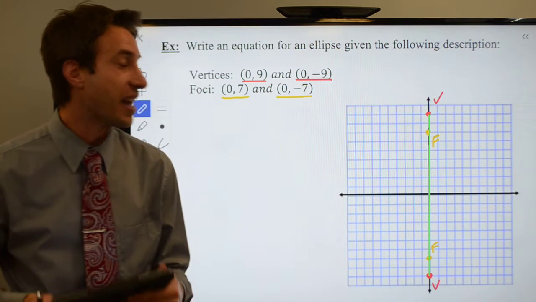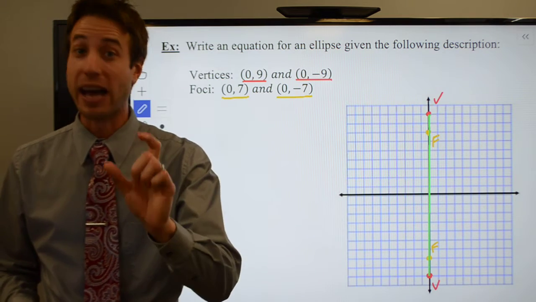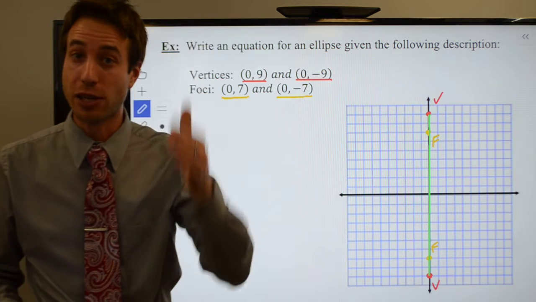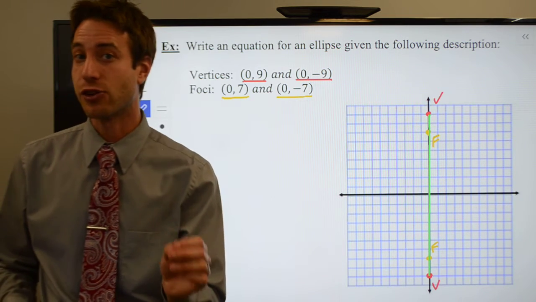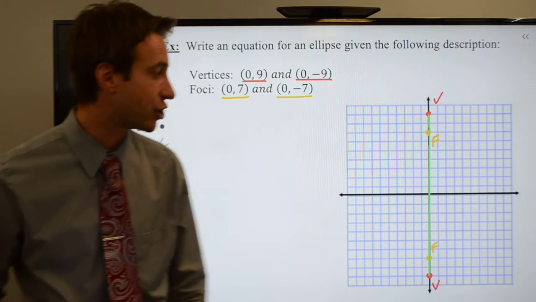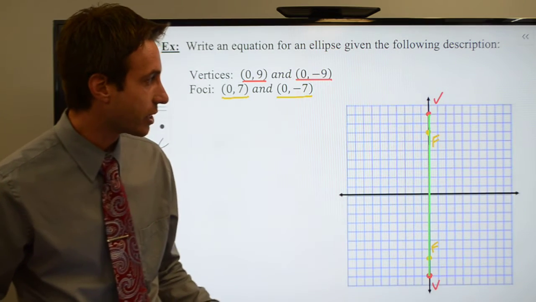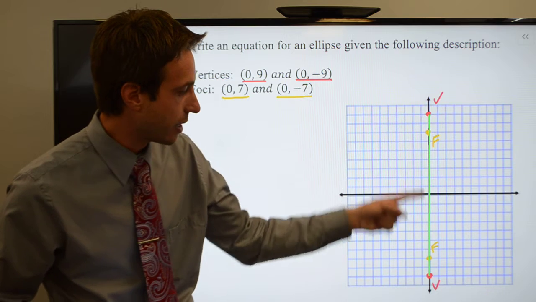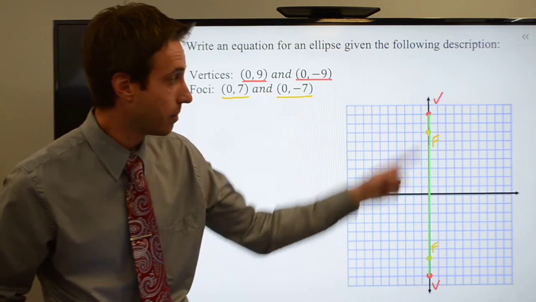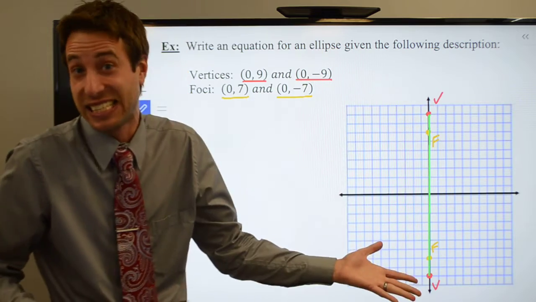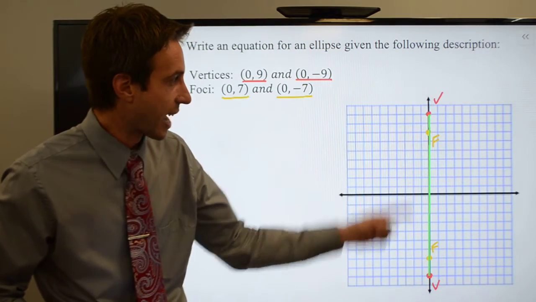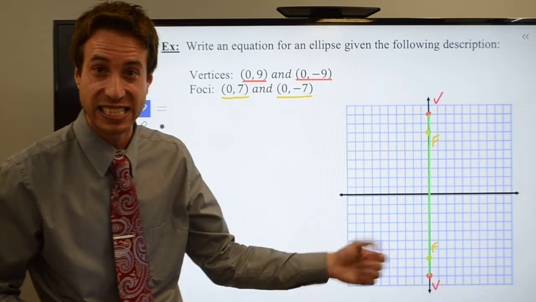I now know that I have an ellipse that is oriented vertically, right? Vertical orientation. And is it centered at 0 or is it centered at (h, k)? Well, please notice, right? The distance from here to here, distance from here to here, right? That's 9 up, that's 9 down, so it's 18 units on the graph. You can just count them out. 9 to negative 9 is 18.